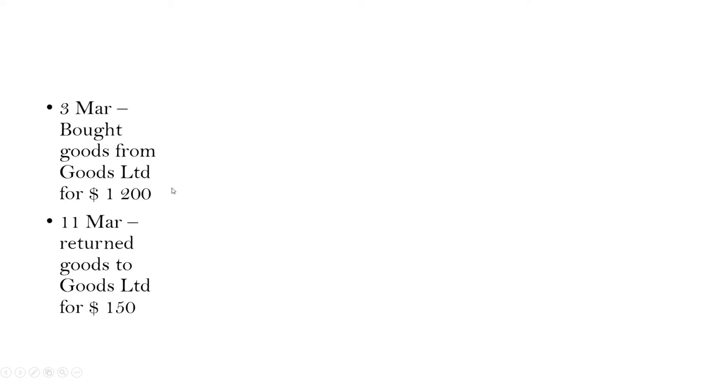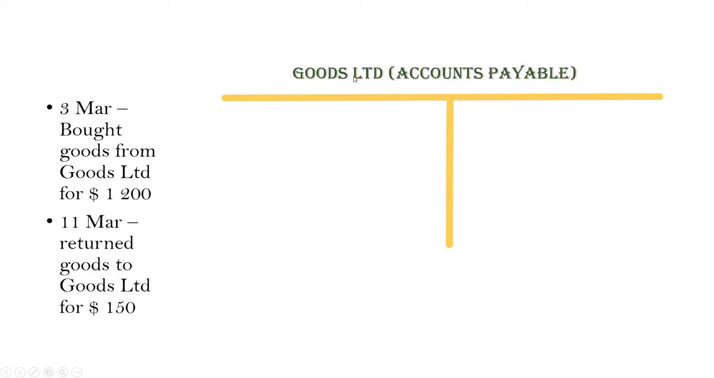Okay, so the first account we want to create is the goods account, the Goods Limited account. We know that on 3rd March we bought some, and on 11th we returned some faulty goods. So again, you're going to need the T. You're going to have to write Goods. Okay, and we bought these things on credit, so that means it's a payable account. That means we have to pay him back in the near future. It depends on the contract that you signed.